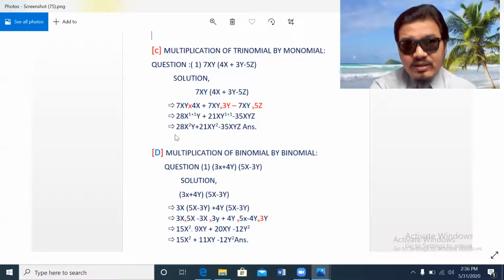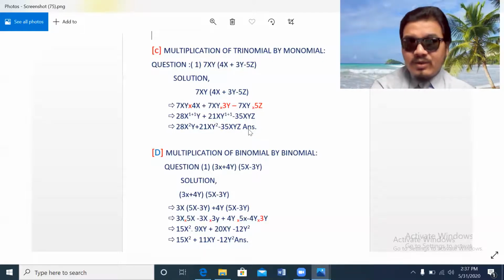Now it is written here, implies that, 28x square y plus 21xy square minus 35xyz. It's the answer. Okay, now let's move to the next question.